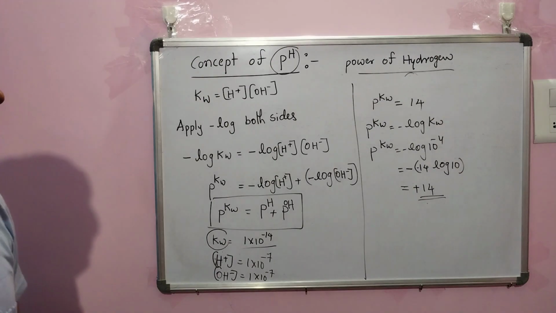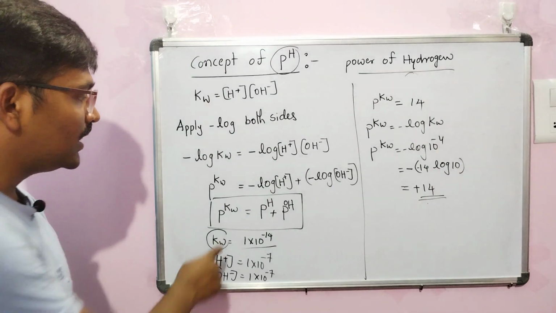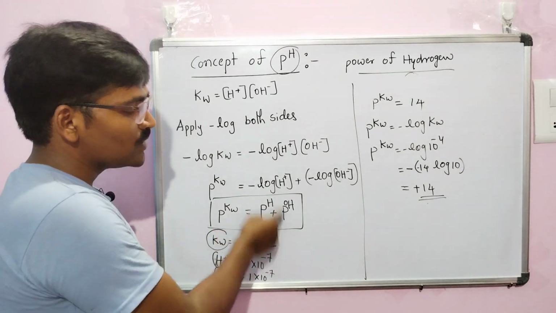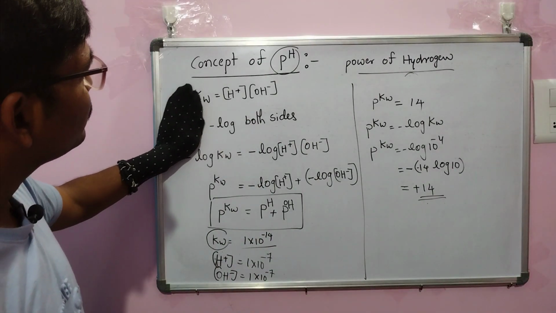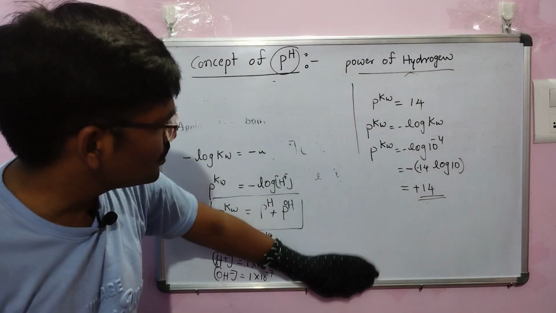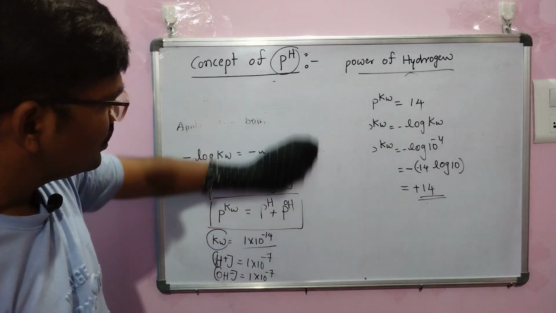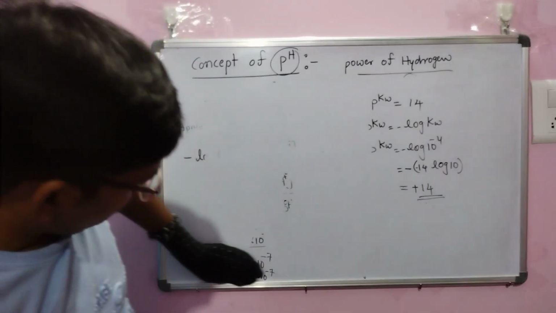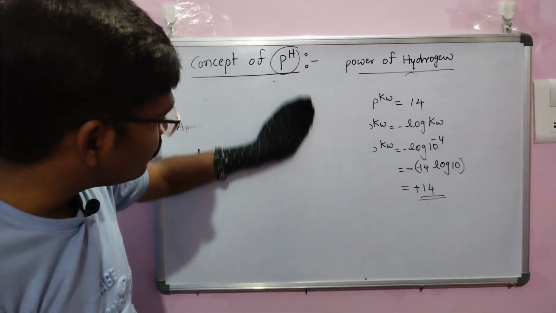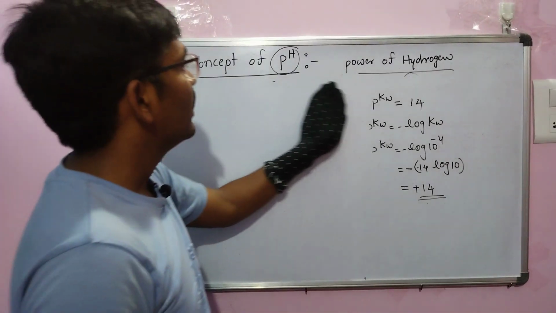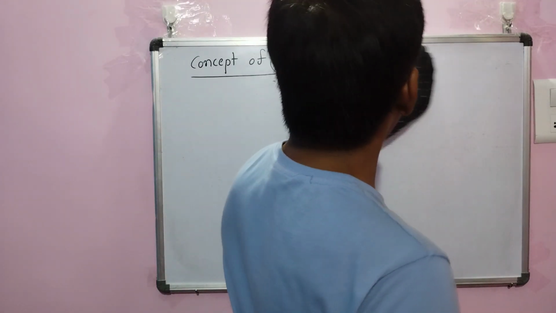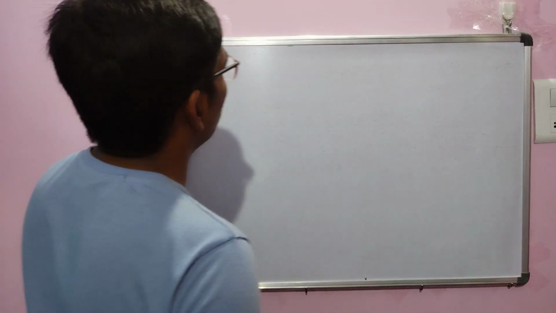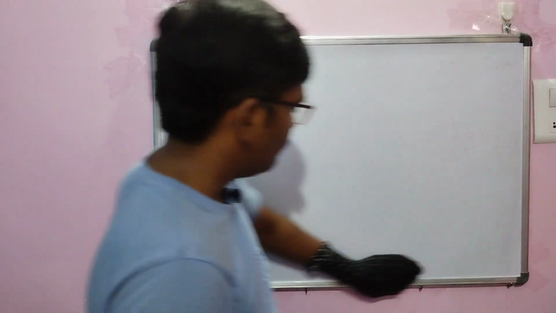Whatever it may be, they will ask for the relation pKw equals pH plus pOH. Now we are going to discuss how to calculate the pH for weak acids and weak bases.